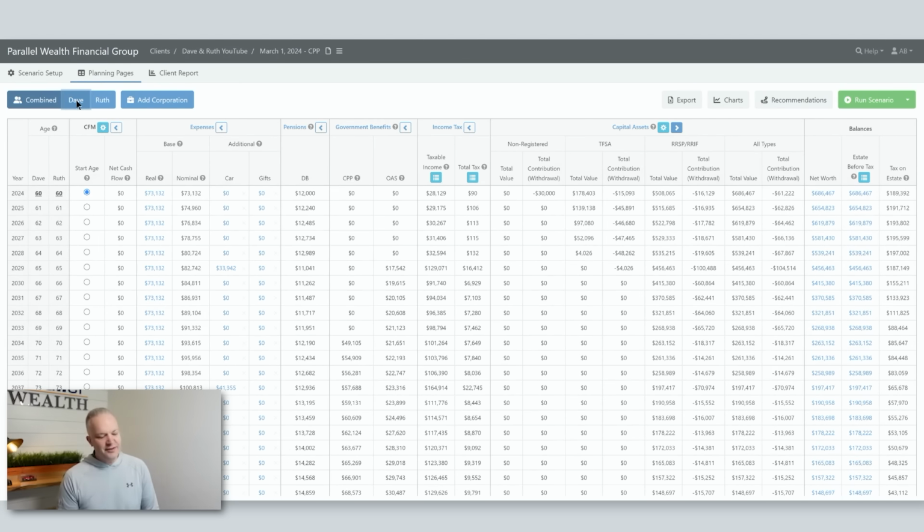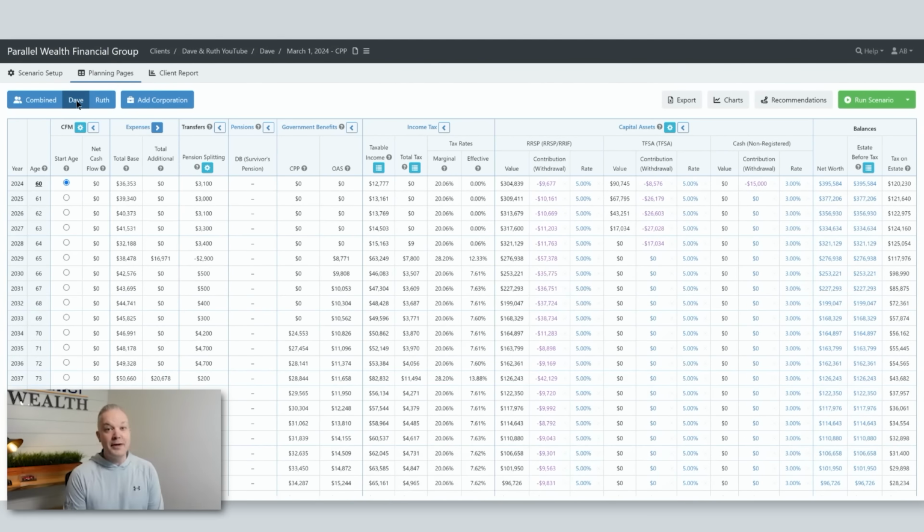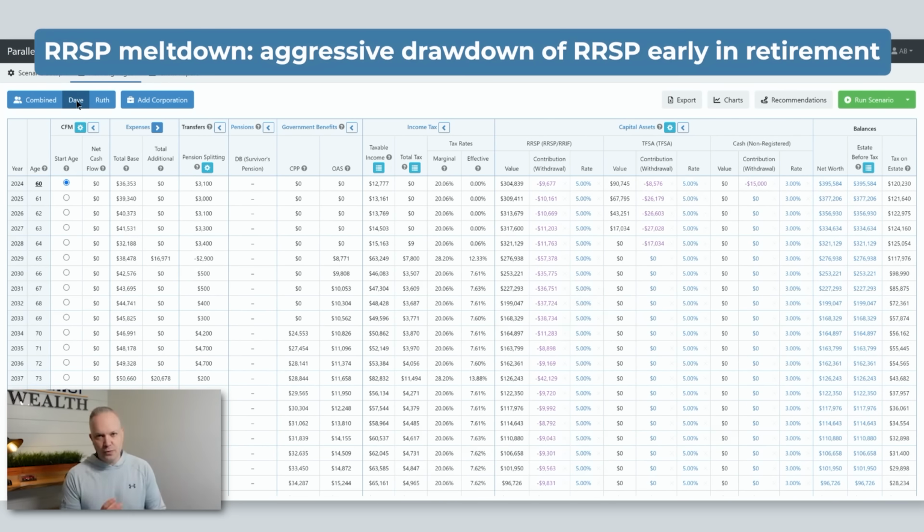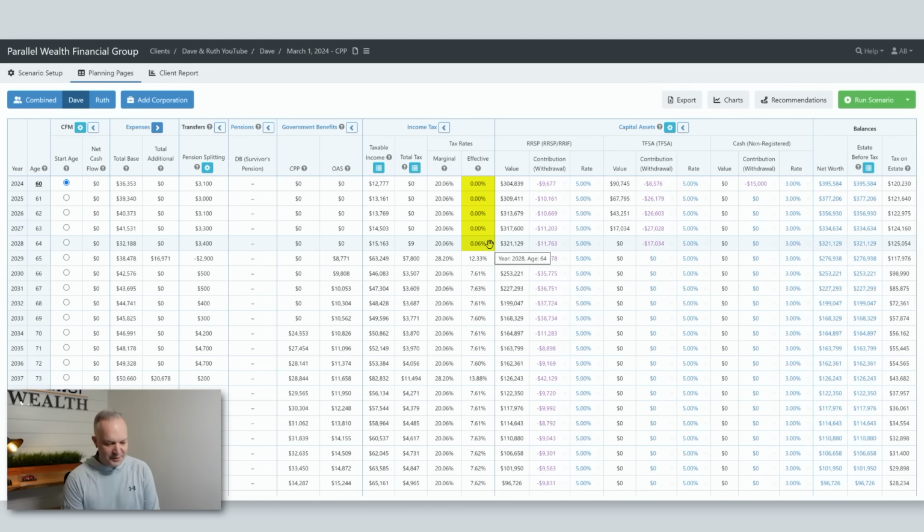Now, when we look at this plan, we've looked at CPP timing, but no RRSP Meltdown, no tax planning, anything like that. The problem with this, and you can see this effective tax rate, that is their average tax rate, is 0% for the first 5 years of retirement. You can see their taxable income is $12,000, $13,000, $13,000. So it's below that personal exemption, meaning that they're paying no tax.